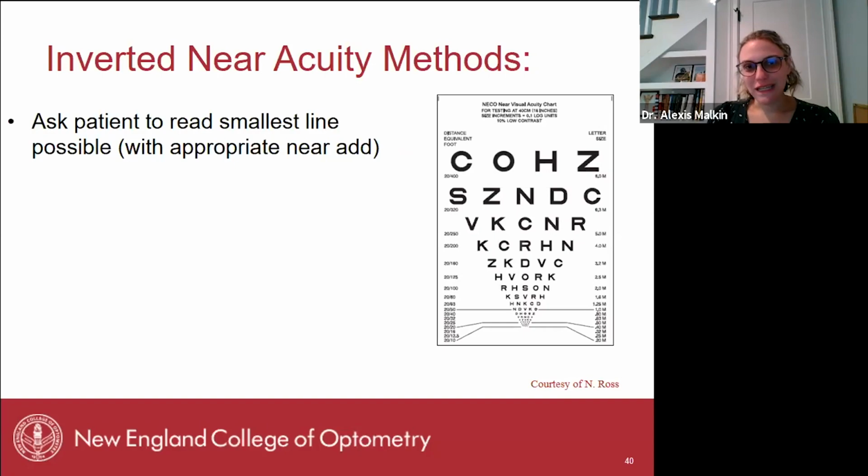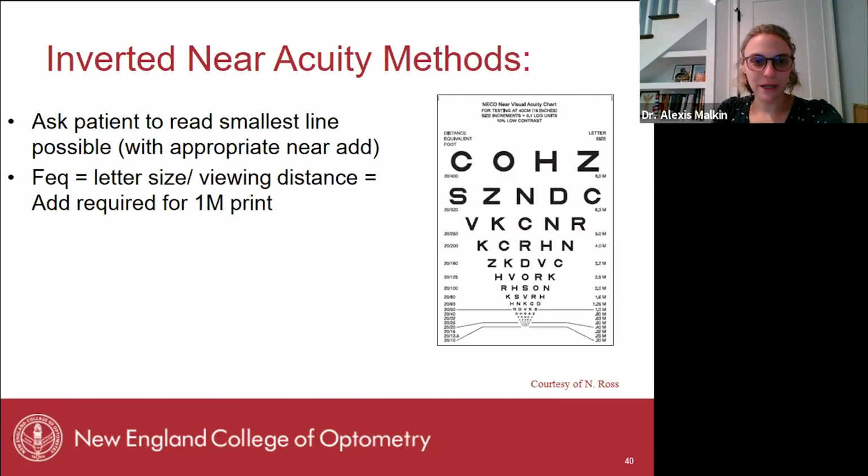An inverted near acuity is obviously a little bit better if you have access to any kind of near chart, because now you're at least at the same distance where the patient is going to do the task. So you ask the patient to read the smallest line possible. You want to use an appropriate add power. And the equivalent power is the letter size over the viewing distance, and that gives you your add required.